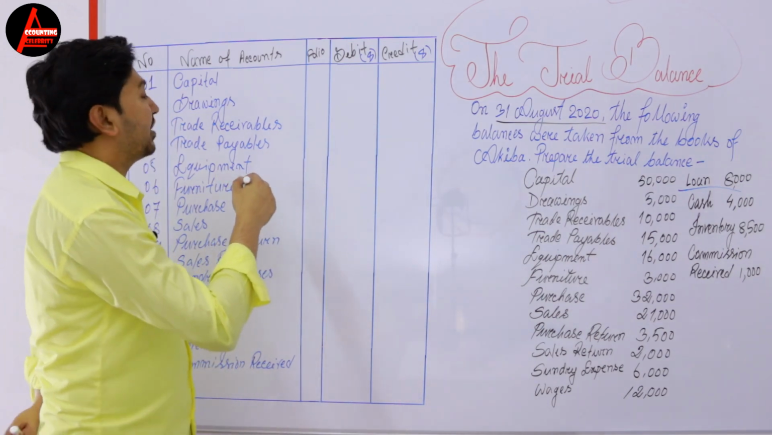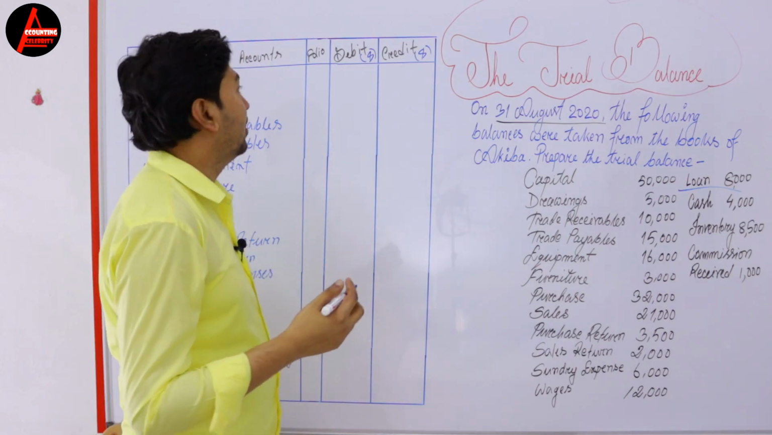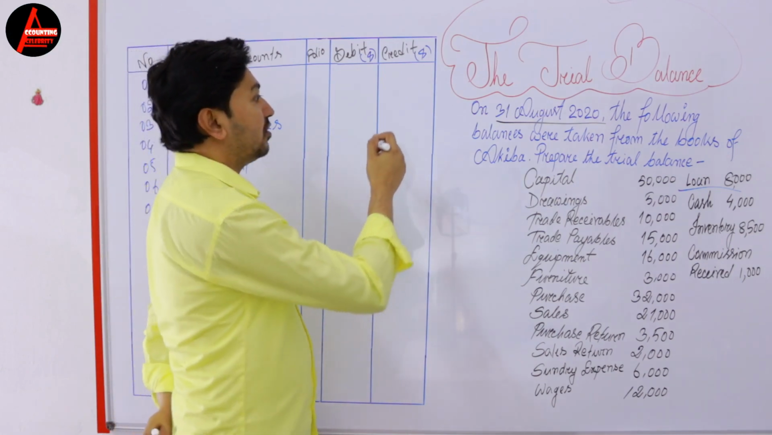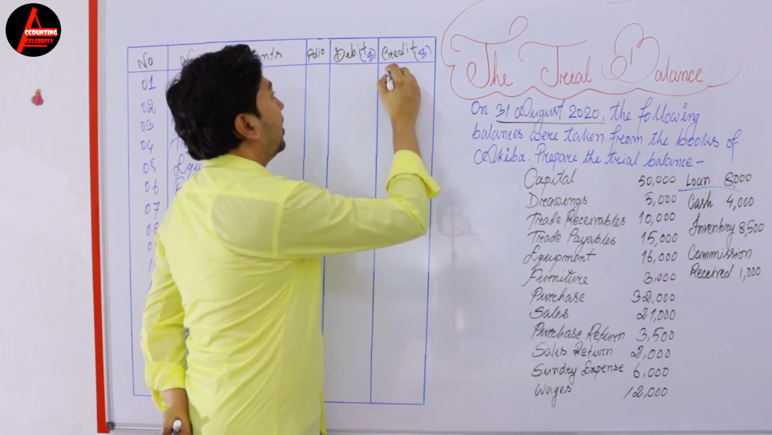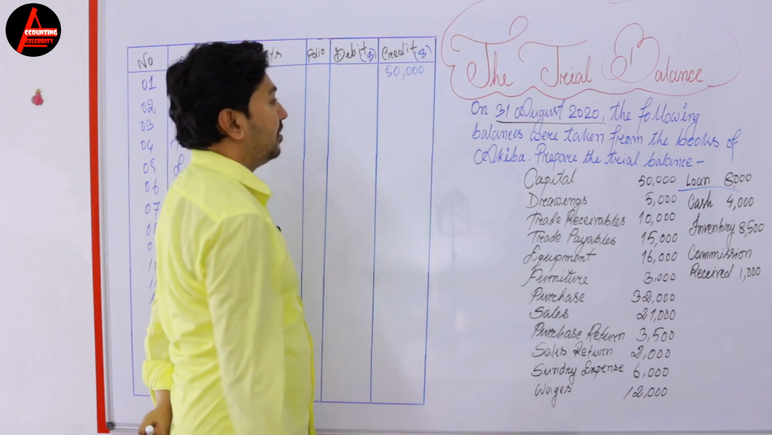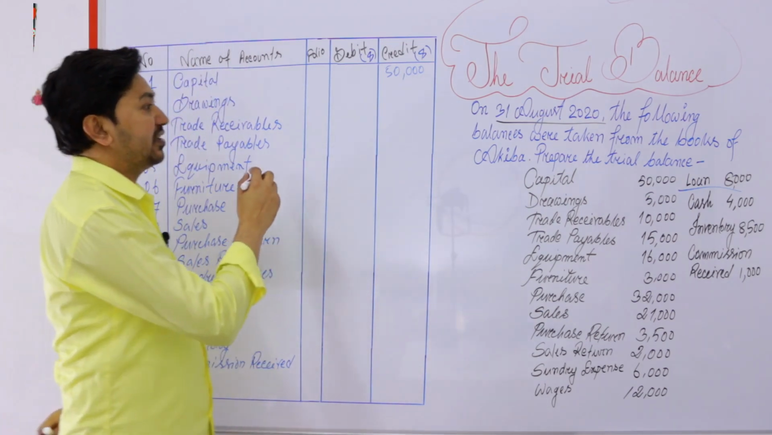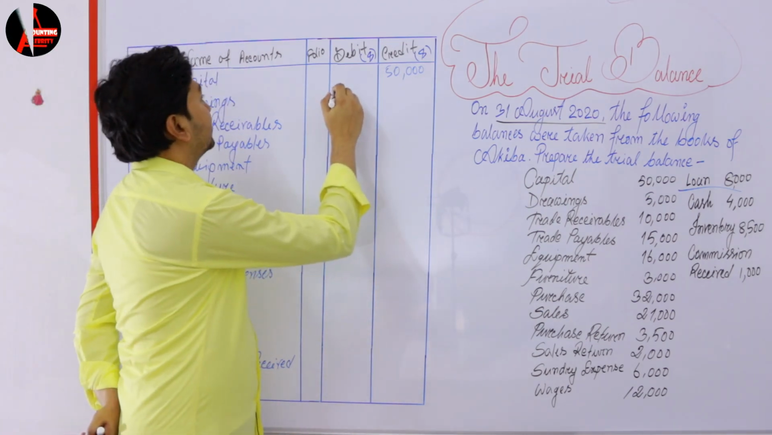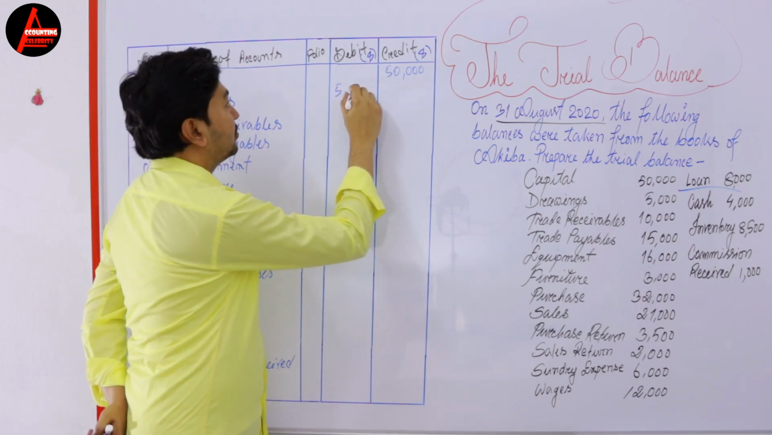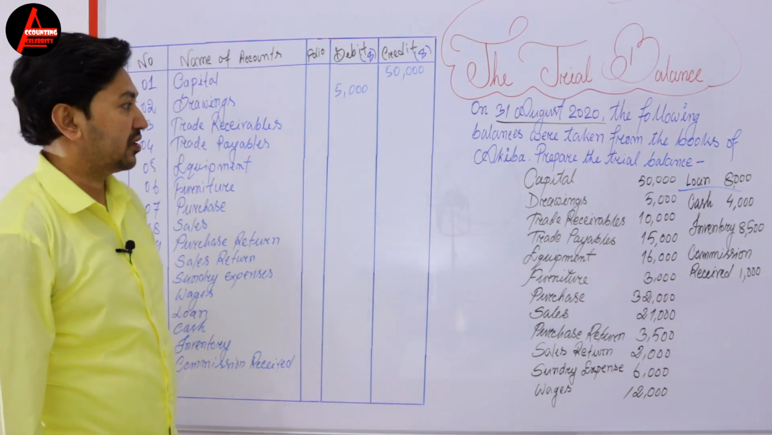First one is capital. Capital is credit. Okay. Capital means equity. The business owes this money to the owners. So it's a kind of liability. So right here, capital. Next one is drawings. Drawings is debit because drawings is an expense. Money goes out from the business when owners make drawings.